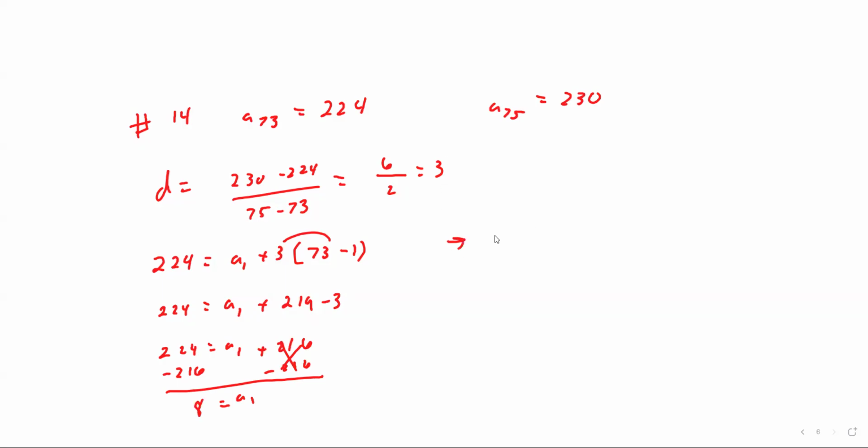So now to write this out, I can say this is a sub n equals 8 plus 3 times n minus 1. Do a little distributing. So this would be 3n plus 5. Right? And so that's kind of the nutshell of using the arithmetic sequence formula to develop an equation for the sequence. All right, let's look at some different type of questions. Let's look at number 45.